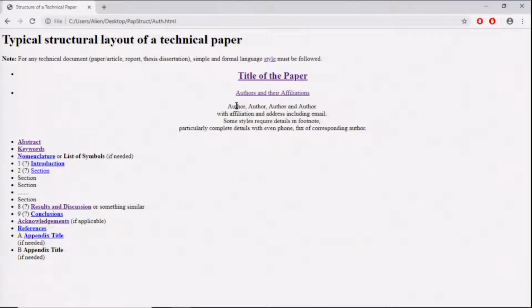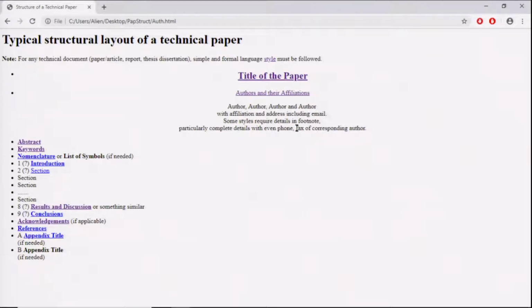And below every author, one can include the affiliation and address, including email, or some styles require that here only the names come, and then with a footnote mark or superscript numeric, you can put these address details, affiliation details in the footnote. Okay. So, this style is a part of many journals and conference proceedings where you are likely to send your papers.